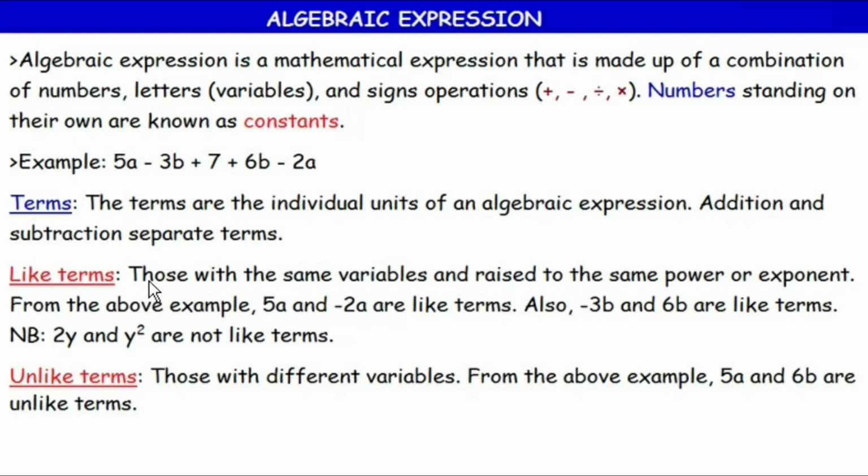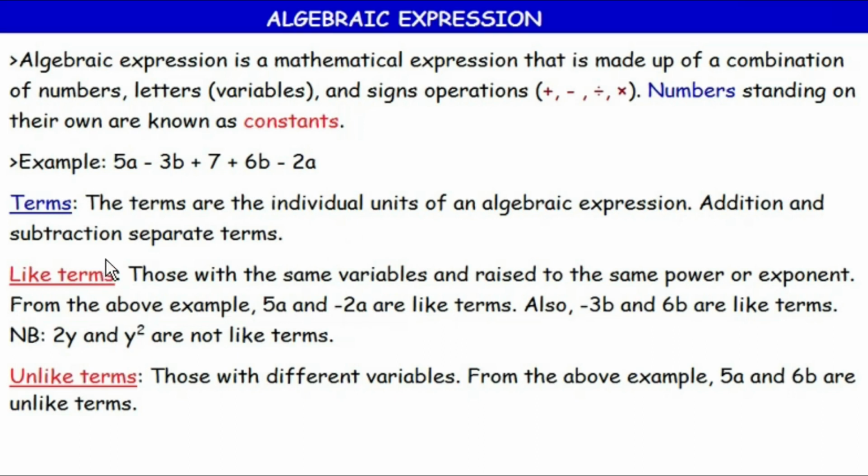And we have what we call the terms of an algebraic expression. The term simply refers to the individual unit of an algebraic expression, and basically it is the addition and subtraction that separate terms. So here if we are to list, the terms are simply 5a, negative 3b, 7, 6b, and then negative 2a. What is separating the terms are the addition and the subtraction. In between 5a and 3b the operation is minus, and because the minus operation is separating the 5a from the 3b, this 5a becomes a separate term from the 3b. This 7 also becomes a separate term from the 3b and the 6b. So in all there are 1, 2, 3, 4, 5 terms in this algebraic expression.